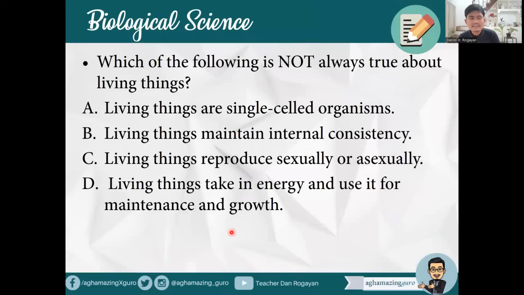Okay. So next, which of the following is not always true about living things? A, living things are single-celled organisms. B, living things maintain internal consistency. C, living things reproduce sexually or asexually. D, living things take in energy and use it for maintenance and growth.